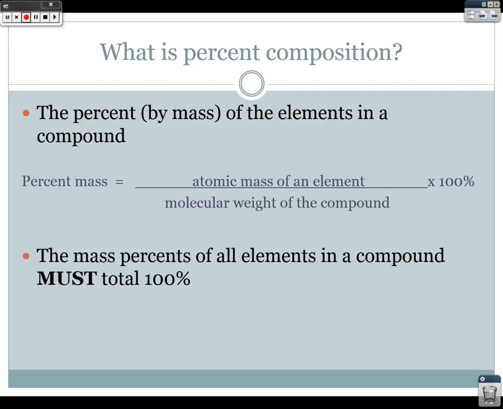The mass percents of all elements in a compound must total 100%, just like with isotopes and percent abundance. If you have 3 isotopes, all of the isotope percent abundances have to add up to 100%. Same thing here. All the mass percents of all the elements in a compound must add up to 100%.